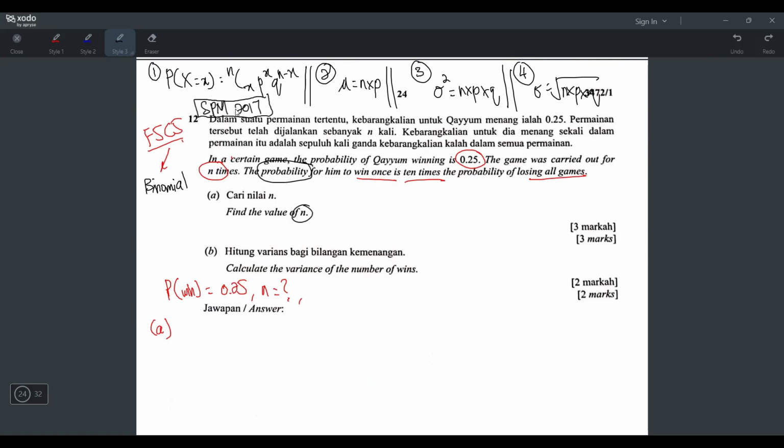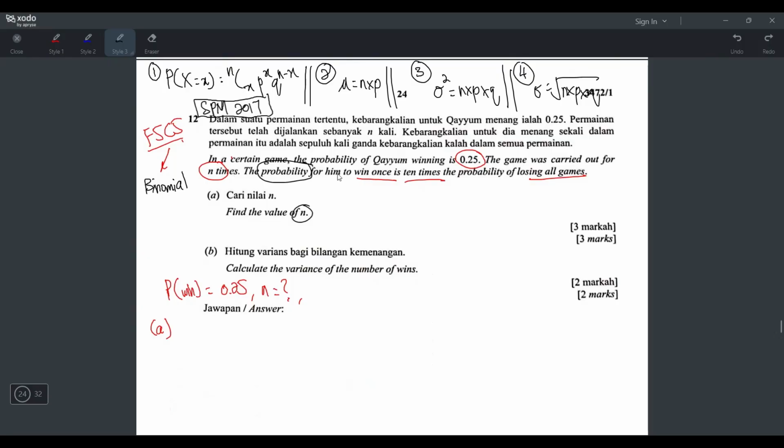Okay. So yeah, I just want to point this out, I think it's important. So this is the same as SPM 2017. If you go to SPM 2017, you will find this exact same question there. Anyway, let's move on.